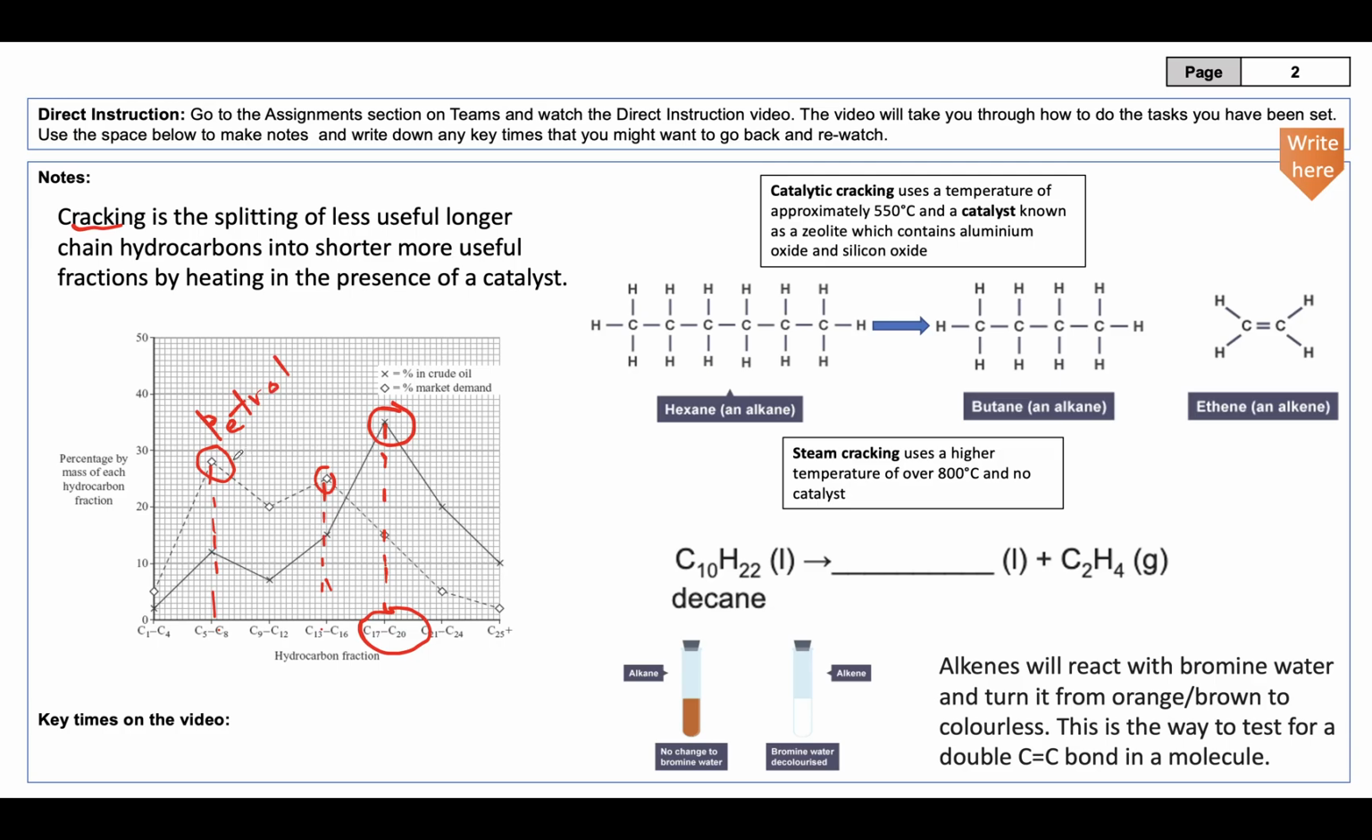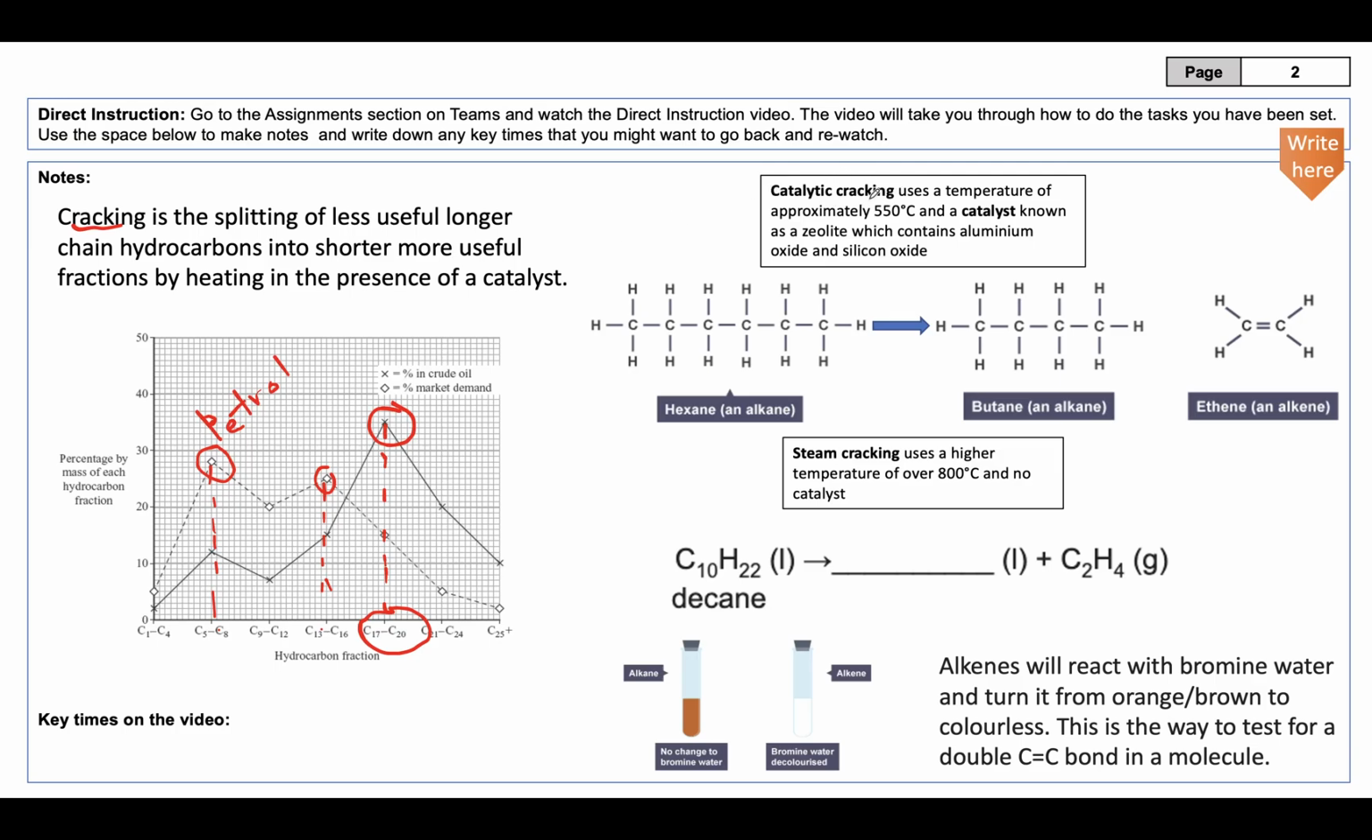We want lots of these, but we have lots of these, and to deal with that problem we do this process called cracking. So we're going to split long chain hydrocarbons into shorter ones, and we do that by heating it in the presence of the catalyst.